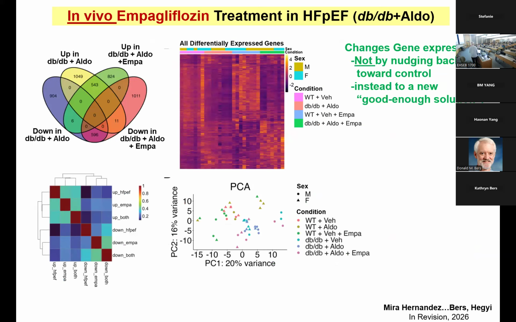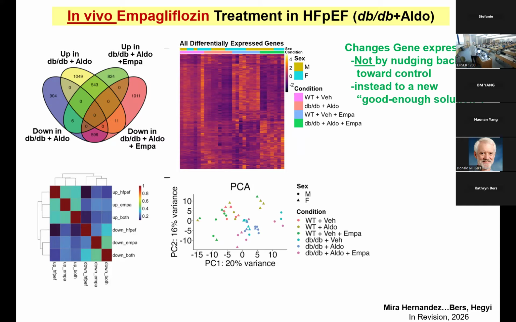So we thought, okay, great, it's shifting gene expression back to control. We solved it. Except that when we looked at it, and I won't go through all this detail because that's a whole other lecture that I'm not qualified to give, the changes in gene expression occur. So here's the control and the HFpEF model, and here's the EMPA treatment alone, which is different from the control.